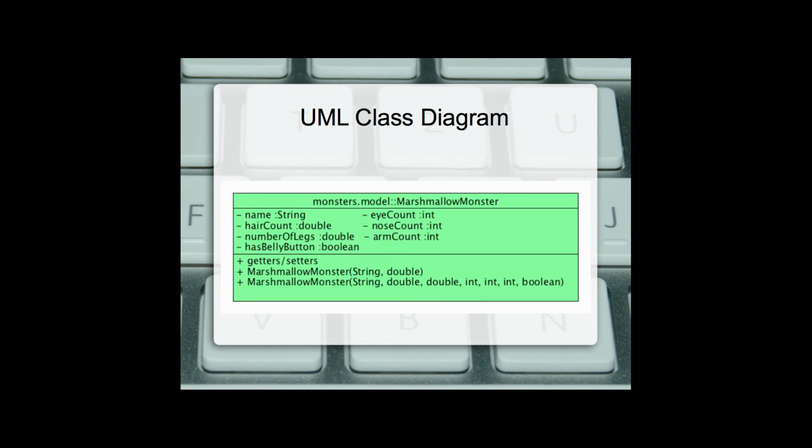As you can see, the marshmallow monster object is inside the model package, monsters.model, specifying the package, and then what object we're looking at. In our middle section, we have all of our data members. Again, keeping with our practice of keeping our data members private, all of them have a dash or a minus sign to suggest the visibility modifier on them is private.